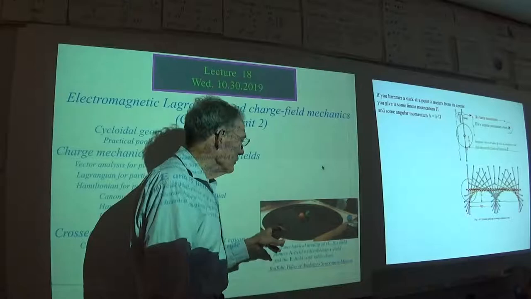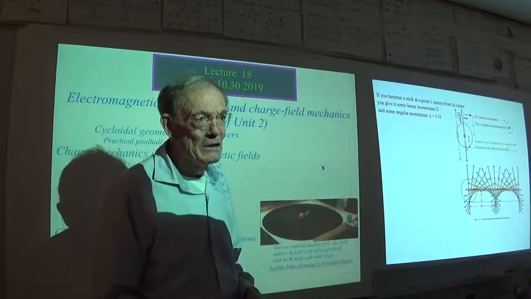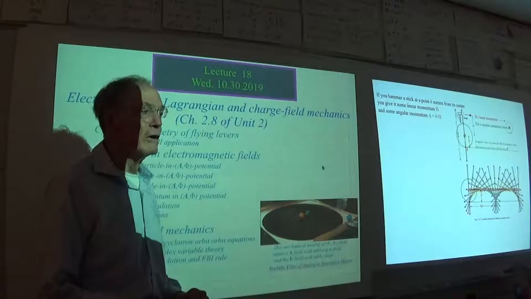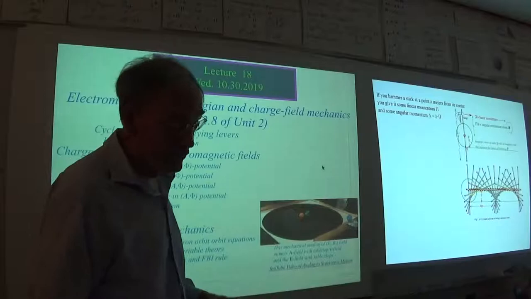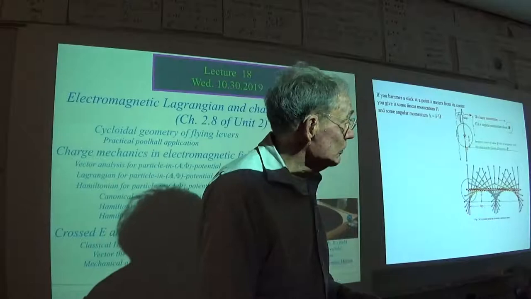This is a mechanical analog for a cyclotron resonance. That is, it's a mechanical analog for cycloids that occur in the trajectories inside an electric and a magnetic field that are crossed. So that is the main topic for today. It comes at the end. But let's take a look at this part right here before we get to that.